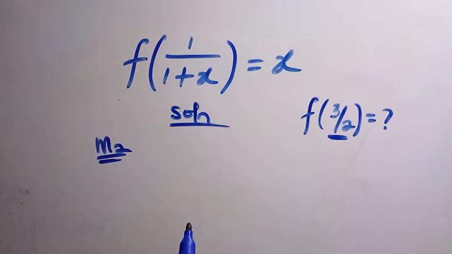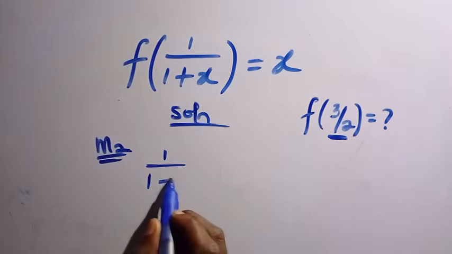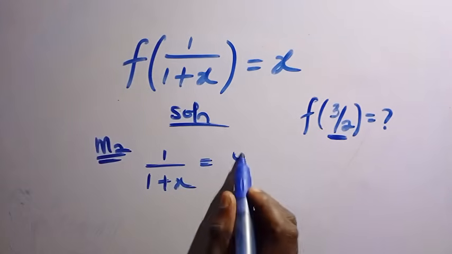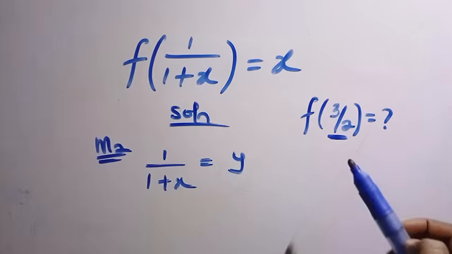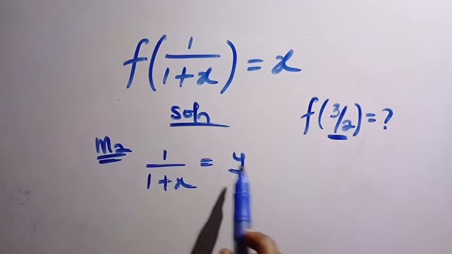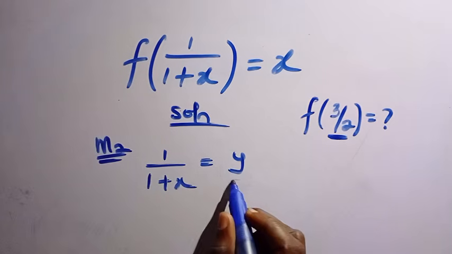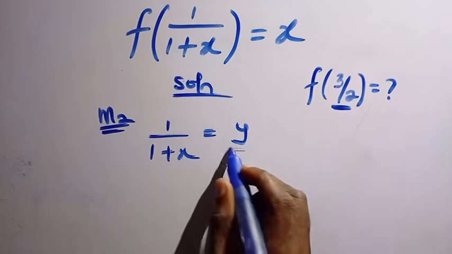Let's solve this using the second method. We try to use substitution. What we have is 1 divided by 1 plus x. If I let it equal y. Why is this method very important to use? We might not be asked to find f of 3 over 2. We might be asked to calculate another number. To make it general, we just replace this with y divided by 1. And our goal is to make x the subject of the formula from here.